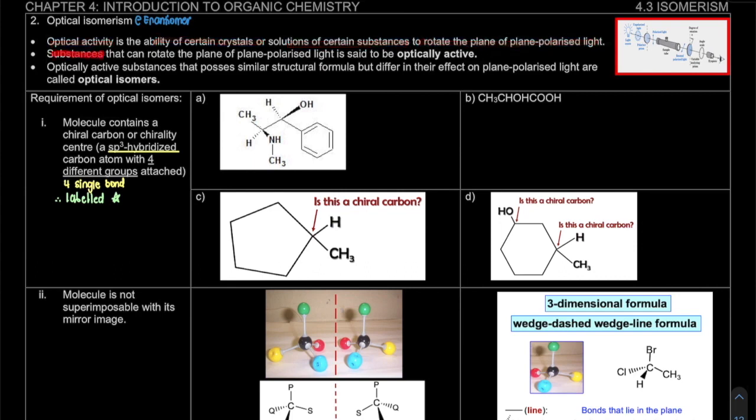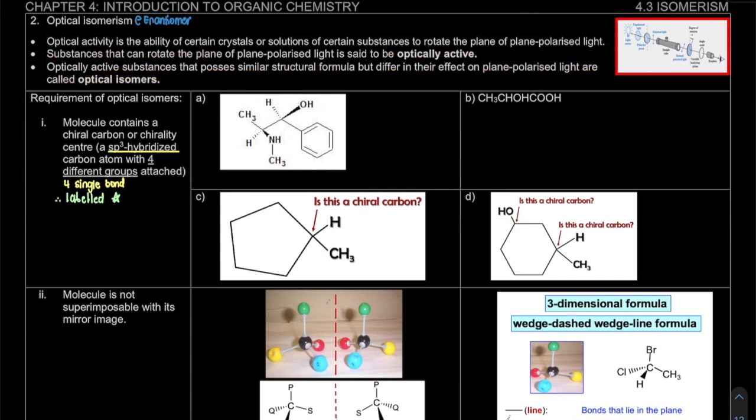A substance that can rotate the plane is said to be optically active, and optically active substances possess similar structure formula but differ in the effect on plane polarized light, and are called optical isomers. So it means they have the same structure formula, but a different arrangement of atoms in space.